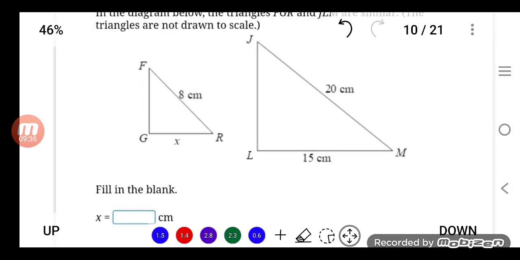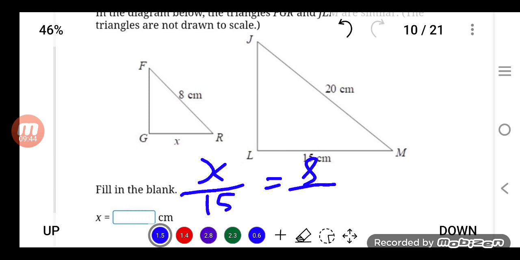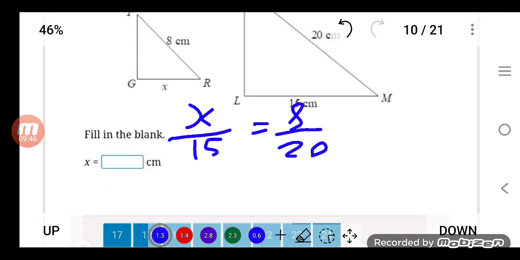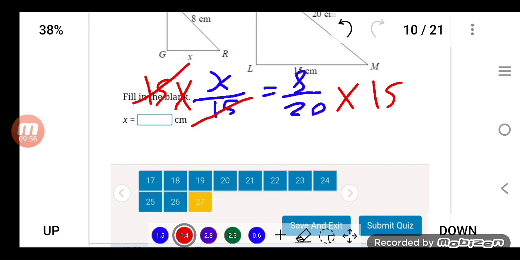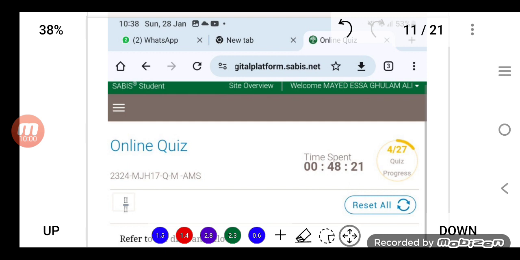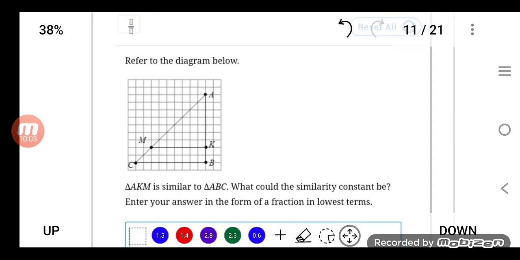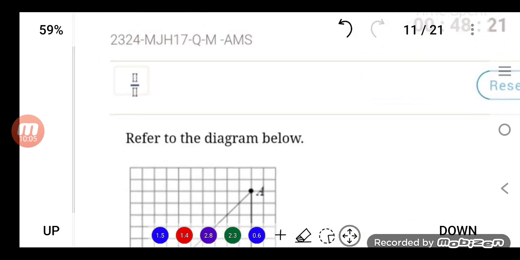Here, similarity. Again, similarity. So we can say x over 15 is equal to 8 over 20. Now you multiply by 15 on both sides to solve the equation. Times 15 here, times 15 here. Cancel 15 and 15. Then 8 times 15 divided by 20, and that is the answer. You find it, you write it in the space.